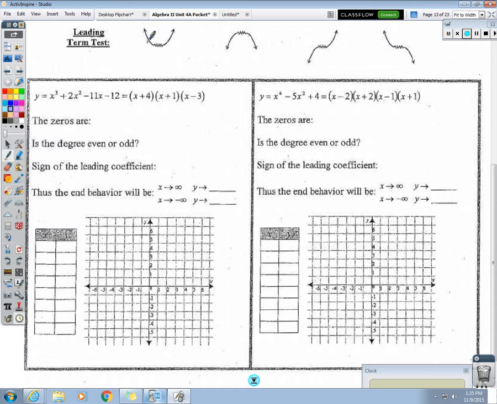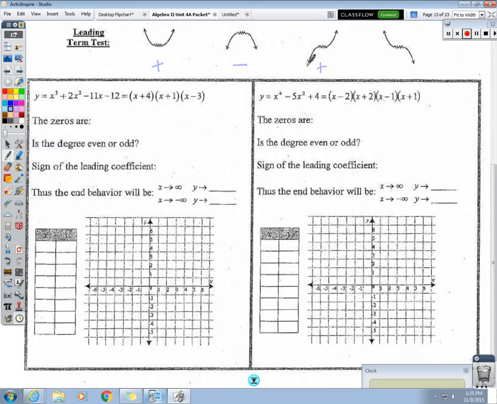Now, is this a positive even or a negative even? Positive, because they're both going up. So therefore, this one would be negative even. Now over here, both of these would be considered odd because they're both going in opposite directions on their ends. Is this positive odd or negative odd?